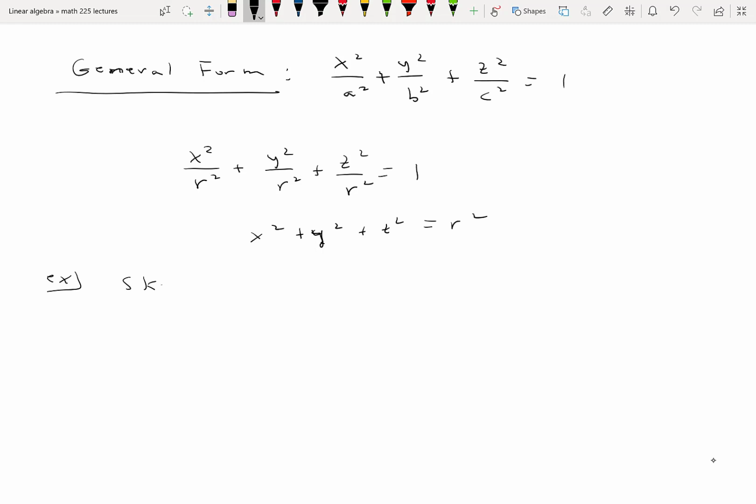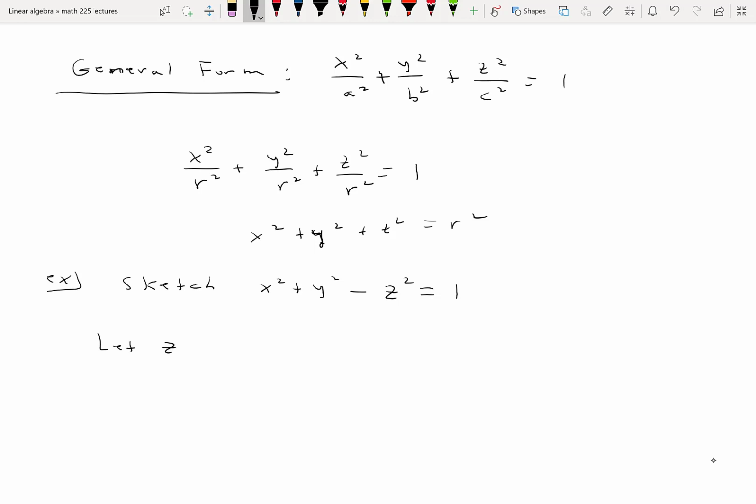So let's sketch x squared plus y squared, starting out like an ellipsoid, minus z squared equals 1. And it seems like when we have minus something squared, we get hyperbolas out of things. Seems like it. It's actually true. We're going to get some hyperbola action out of this, if there's such a thing. Okay.